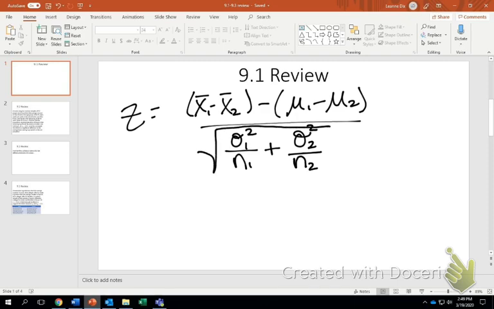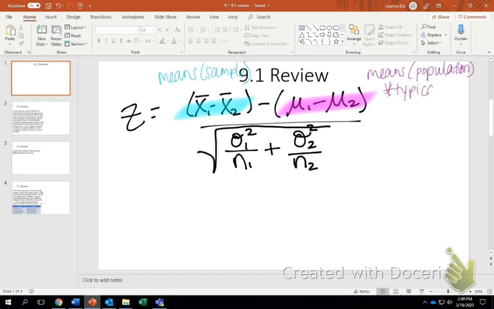Again, remember, all of these things mean something. This is obviously going to be our averages, or our means, from the sample. That's that first little bit. The next thing that we see, which is off to the side, is our averages, or our means, from the population. Typically they don't give you this, so you need to remember that this is typically 0.